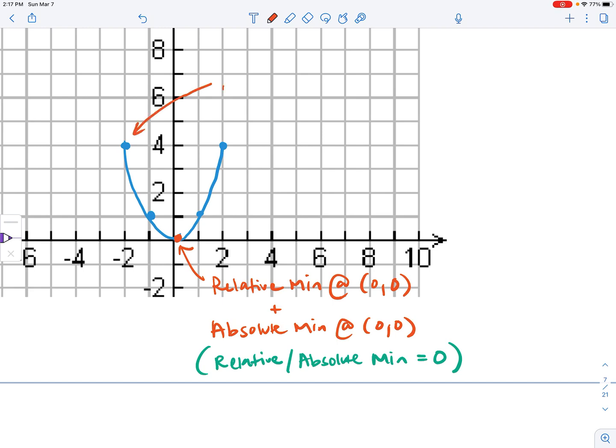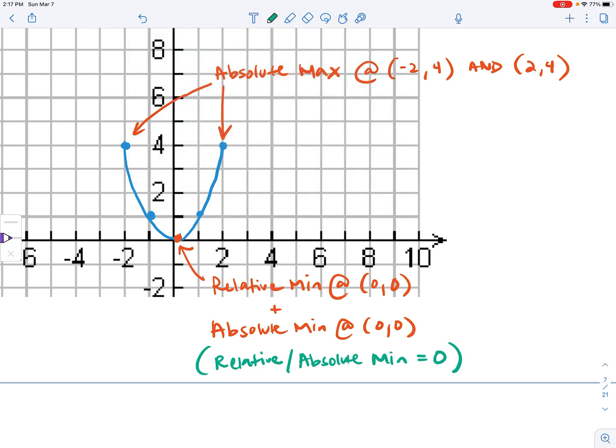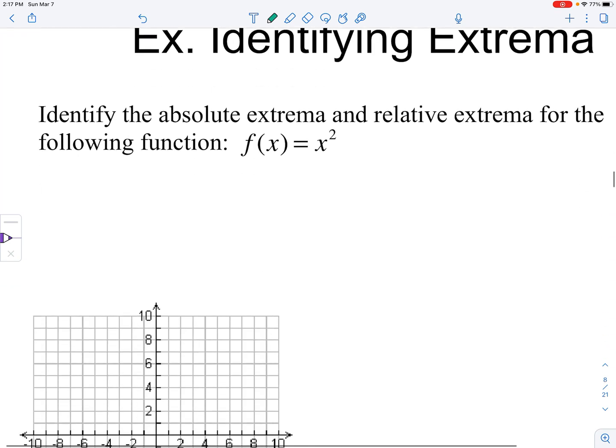But the absolute maximum would be in 2 places, right? These 2 points here, these 2 highest points would be the absolute max. They both have a y-coordinate of 4, an output of 4. So at -2, 4, and 2, 4. But there's only one absolute maximum value, right? The absolute max is 4.